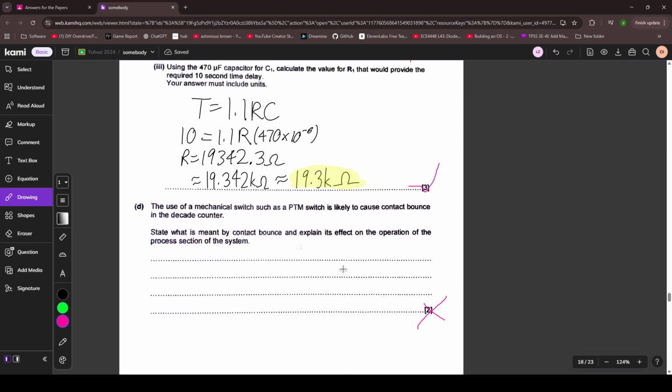And then, what is its effect on the operation of the process section of the system? When this contact bounce happens, it actually closes the circuit more times than you would prefer. Let's say you press once, but contact bounce actually opens and closes the circuit maybe 3-4 times. Your switch is connected to something that increments a value. So instead of incrementing once, you're going to increment 3 or 4 times, and that's bad. So that's the effect.